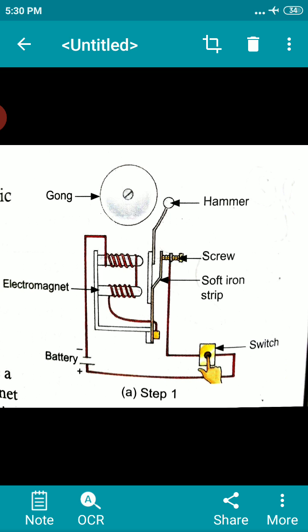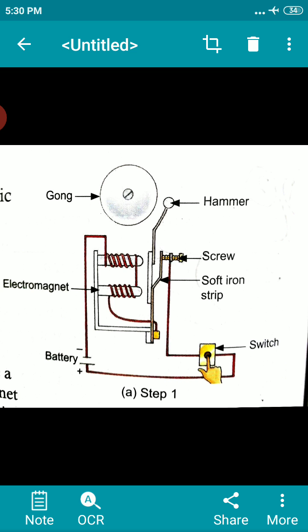The current flowing through the coil stops. The coil is now no longer an electromagnet and so it cannot attract the iron strip. The iron strip comes back to its original position and touches the contact screw again. The electric circuit becomes complete when the iron strip comes in contact with the screw and electric current flows through the coil. Hence, the coil again becomes magnet and again attracts the iron strip and the hammer strikes the gong again and produces sound. This process is repeated quickly and successively and hence the bell rings continuously.